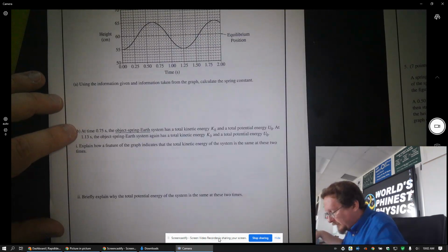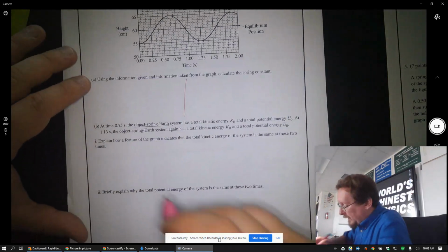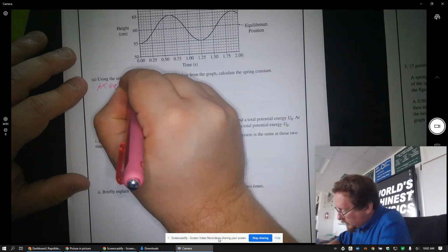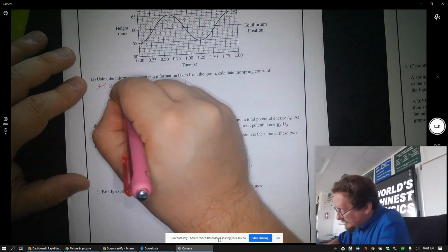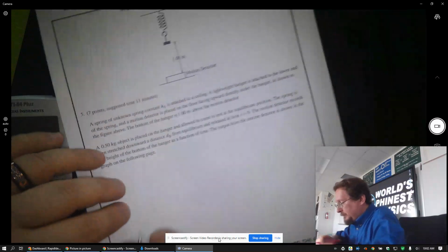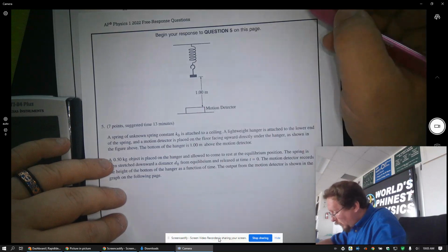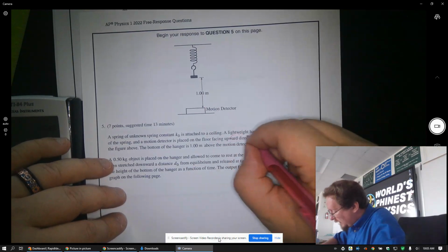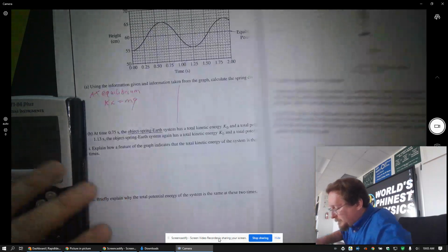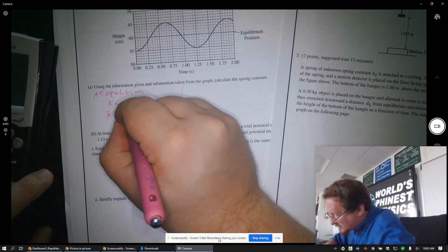Okay, so we get a graph that looks like this. Calculate the spring constant. There are two ways to do it. One way is to say that at equilibrium, kx equals mg. So what is the equilibrium stretch? It used to be 1 meter. Does it say the lightweight hanger? That's important. The hanger doesn't have its own mass. Now it's 60 centimeters, so that means this is 40 centimeters of stretch.